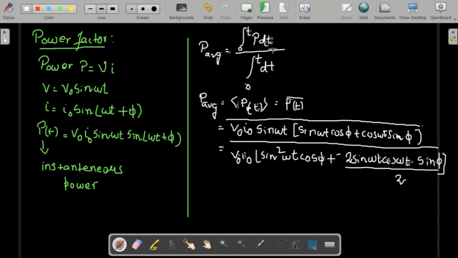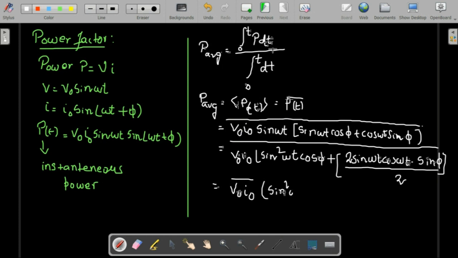Okay. So that means I can write it down as V naught I naught. Let's just separate out the quantities. This average, because this is a constant, so the average is going to be the same result. And this is sine square omega t cos phi.